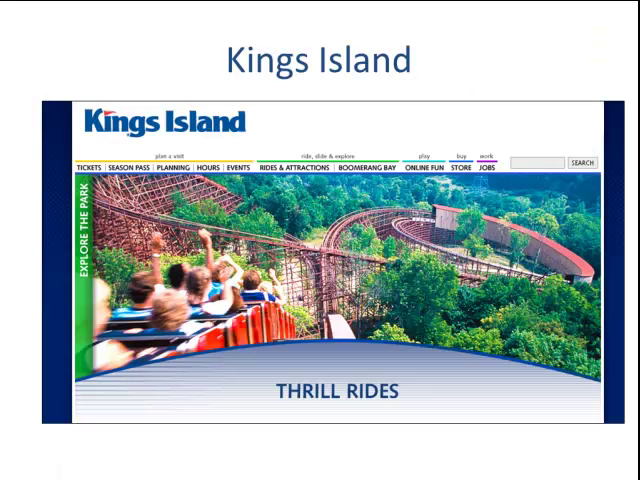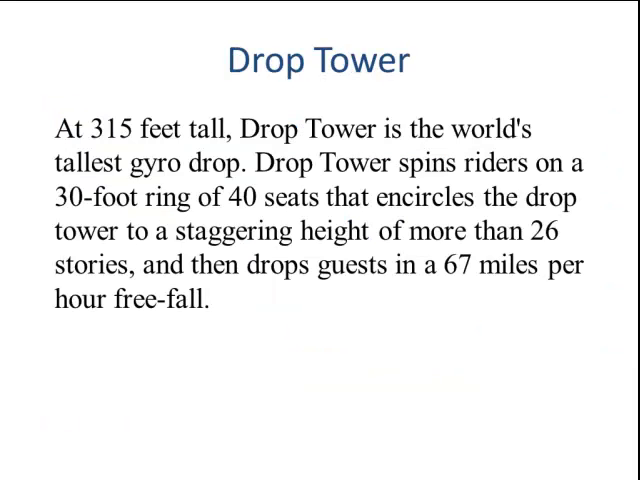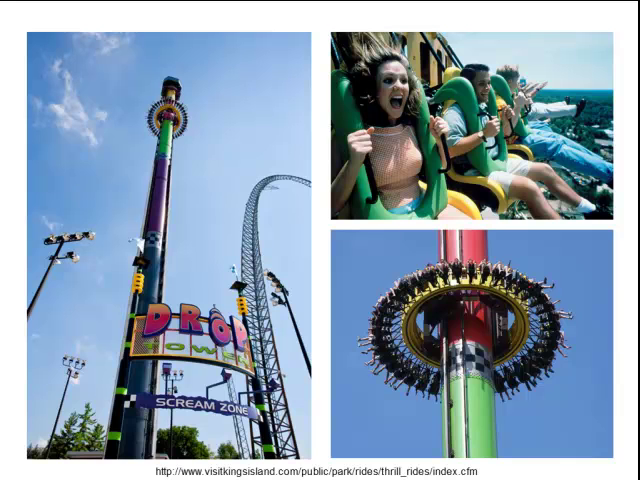The next example involves Kings Island and Drop Tower. At 315 feet, Drop Tower is the world's largest gyro drop. Drop Tower spins riders on a 30-foot ring of 40 seats that encircles the drop tower to a staggering height of more than 26 stories, and then drops the guests in a 65-mile-per-hour free fall. So here's some pictures.